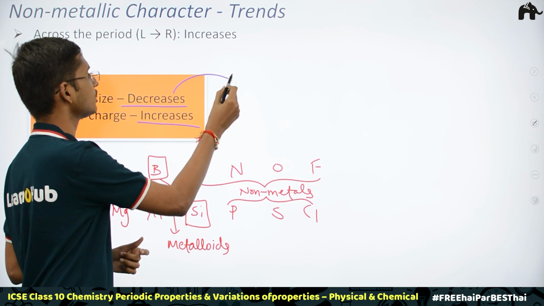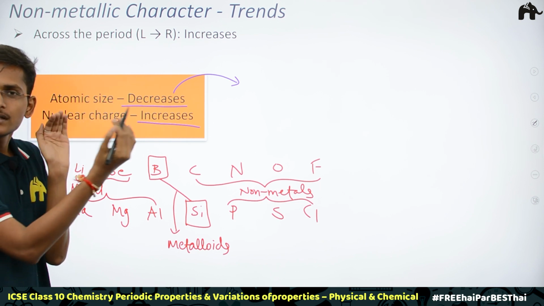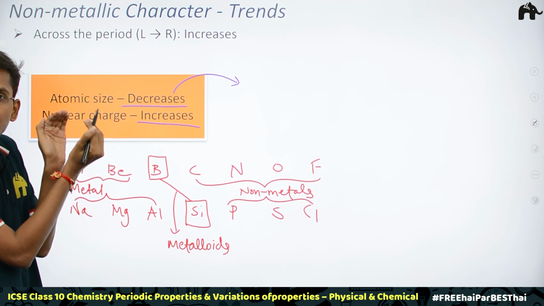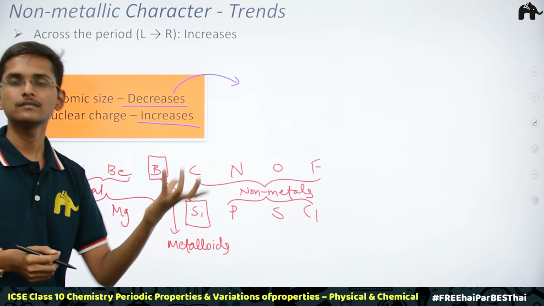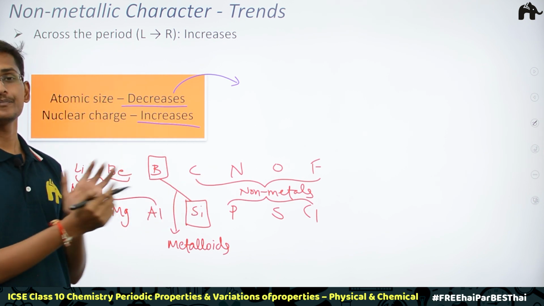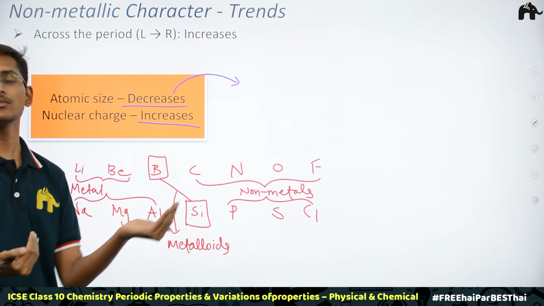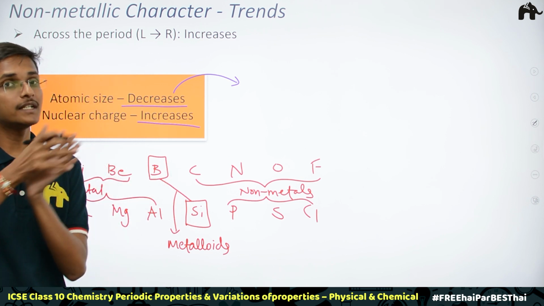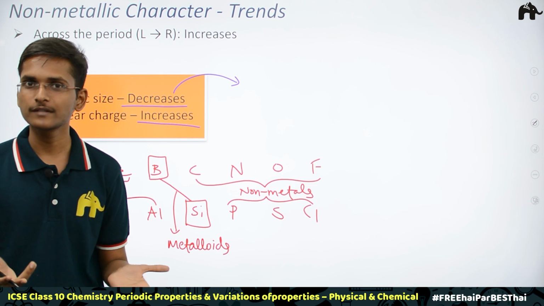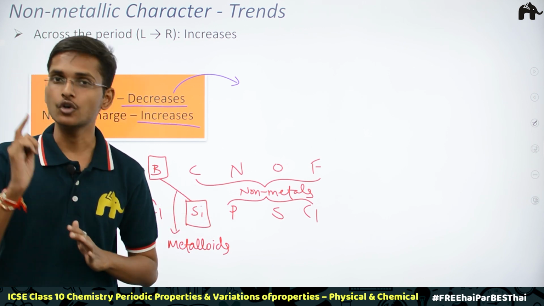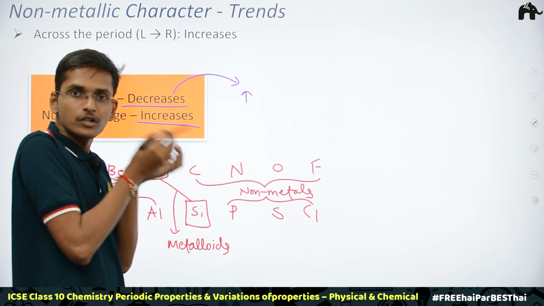Now what is the effect of decreasing atomic size on the non-metallic character? See, the atom size would be reduced, so the outermost shell would come closer, then the nuclear pull on the outermost shell would increase. Nuclear pull is increasing, so it would be more and more easier to gain the electron. If it is easier to gain the electron, more and more would be the tendency to gain the electron, and we know that more and more would be the non-metallic character. So yes, we have reached the conclusion. The non-metallic character would increase.